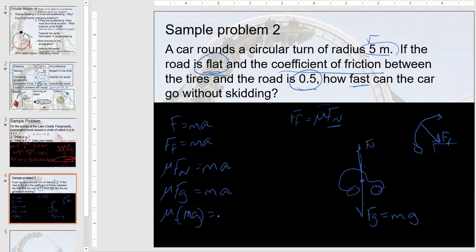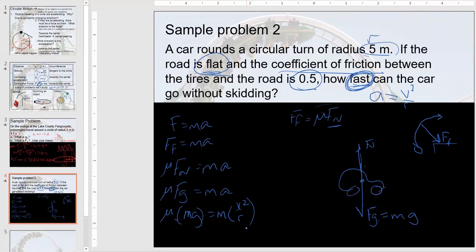Now, looking at the right side, we're not looking for acceleration, we're looking for how fast, which is a velocity. So remember that the equation that relates the acceleration and the velocity is going to be that a is equal to v squared over r. So I can substitute that in, v squared over r here.